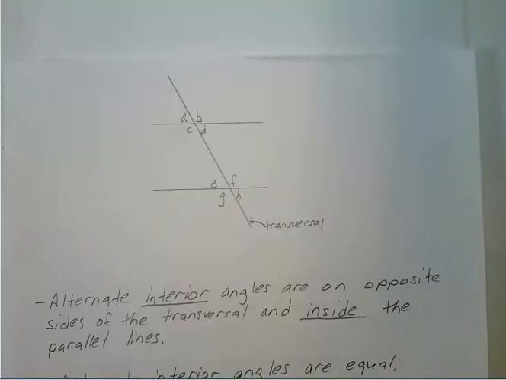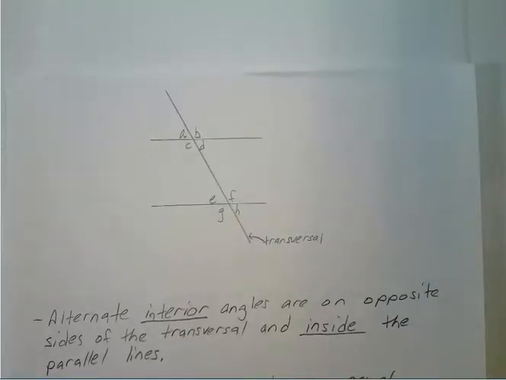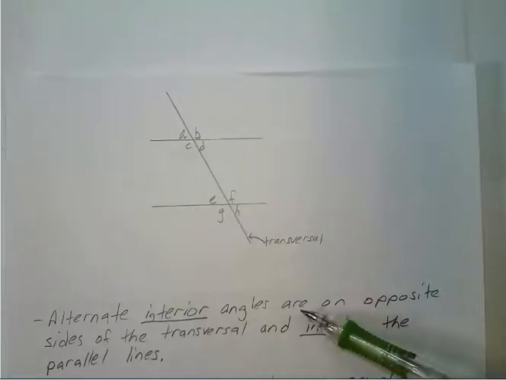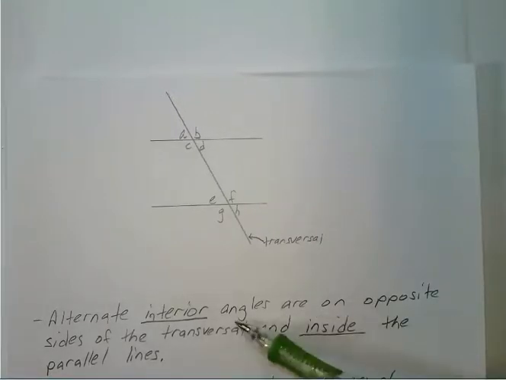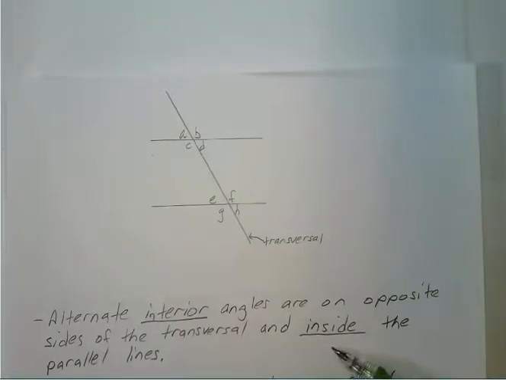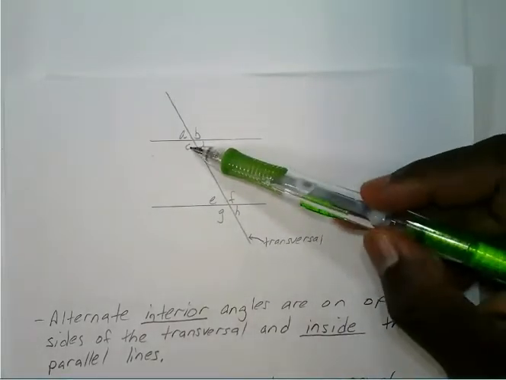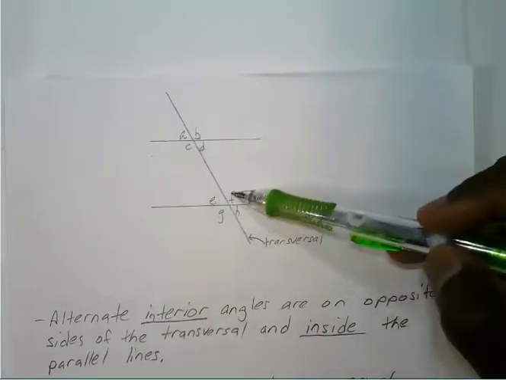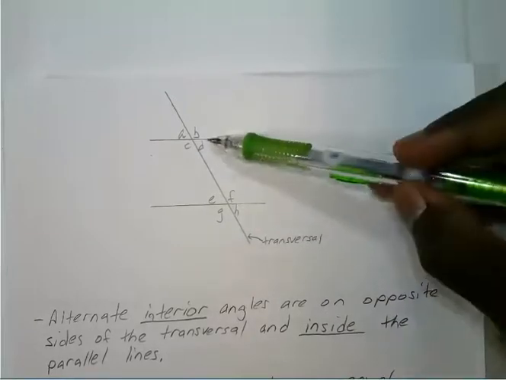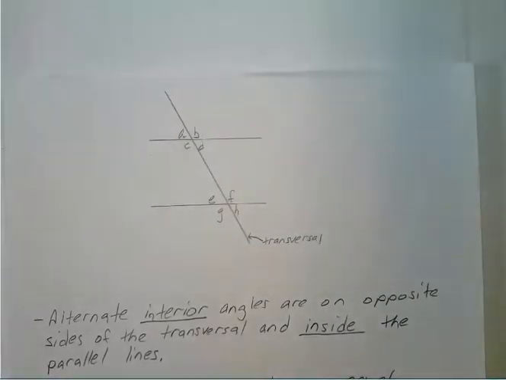We're going to start off with your alternate interior angles. Your alternate interior angles are on opposite sides of your transversal. Remember, this is your transversal, and inside your parallel lines. If you notice, inside your parallel lines are C and D and E and F. These are your parallel lines. These are the only angles inside your parallel lines.